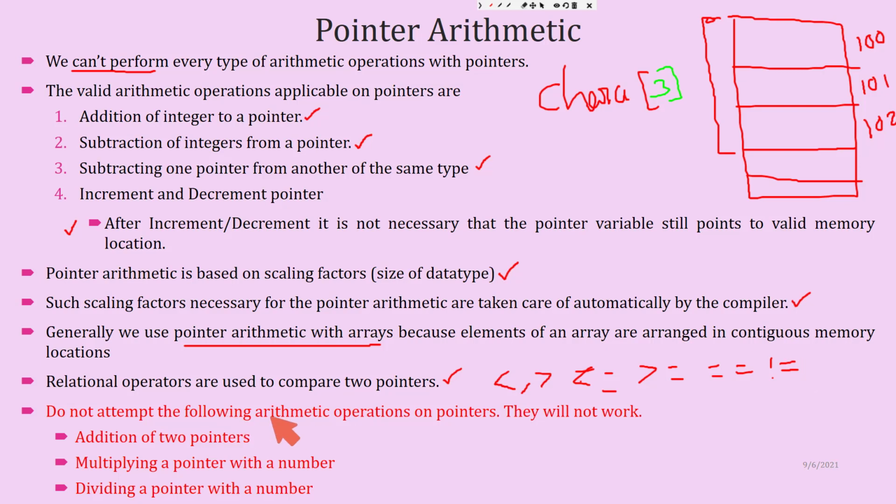Do not attempt the following arithmetic operations on pointers, they will not work. Addition of 2 pointers is invalid. Multiplying a pointer with a number is invalid. Dividing a pointer with a number is also invalid. So the only valid operations are addition of an integer to a pointer, subtraction of an integer from a pointer, subtracting one pointer from another of the same type, and increment and decrement operators.